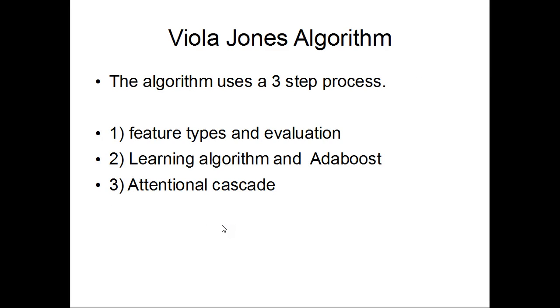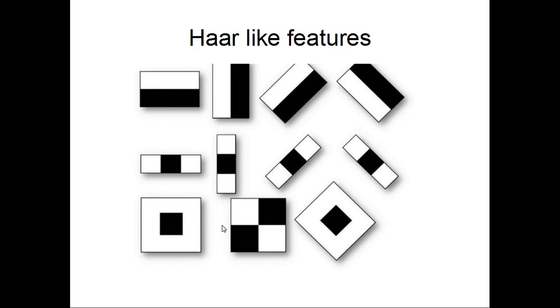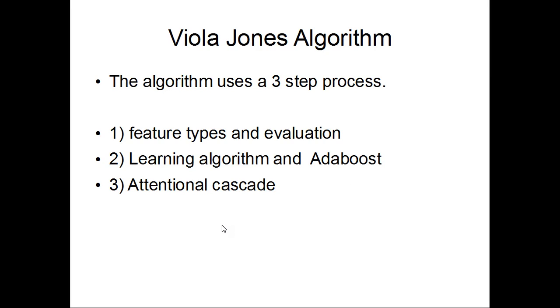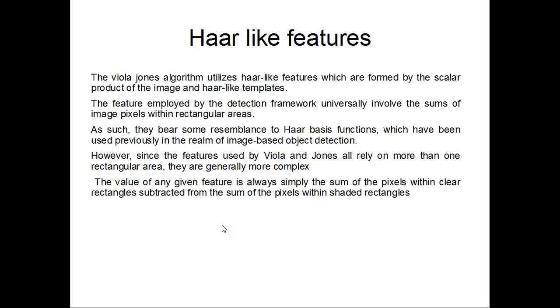And it follows three different steps to achieve its goal. The first is the feature types and evaluation. Before we move over to that, there's something called a Haar-like feature, which will be discussed. These will be used in the feature type detection and evaluation in the first step. These Haar-like features are utilized by the Viola-Jones algorithm, and are formed by the scalar product of the image and the Haar-like templates.